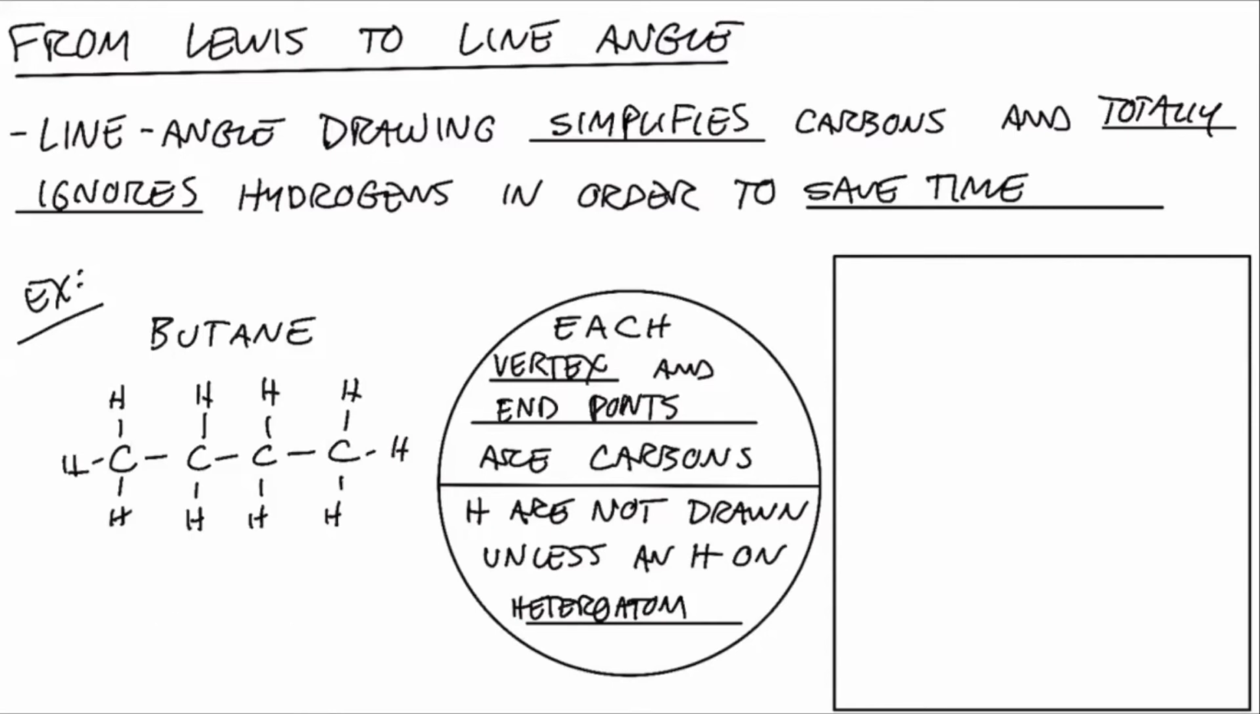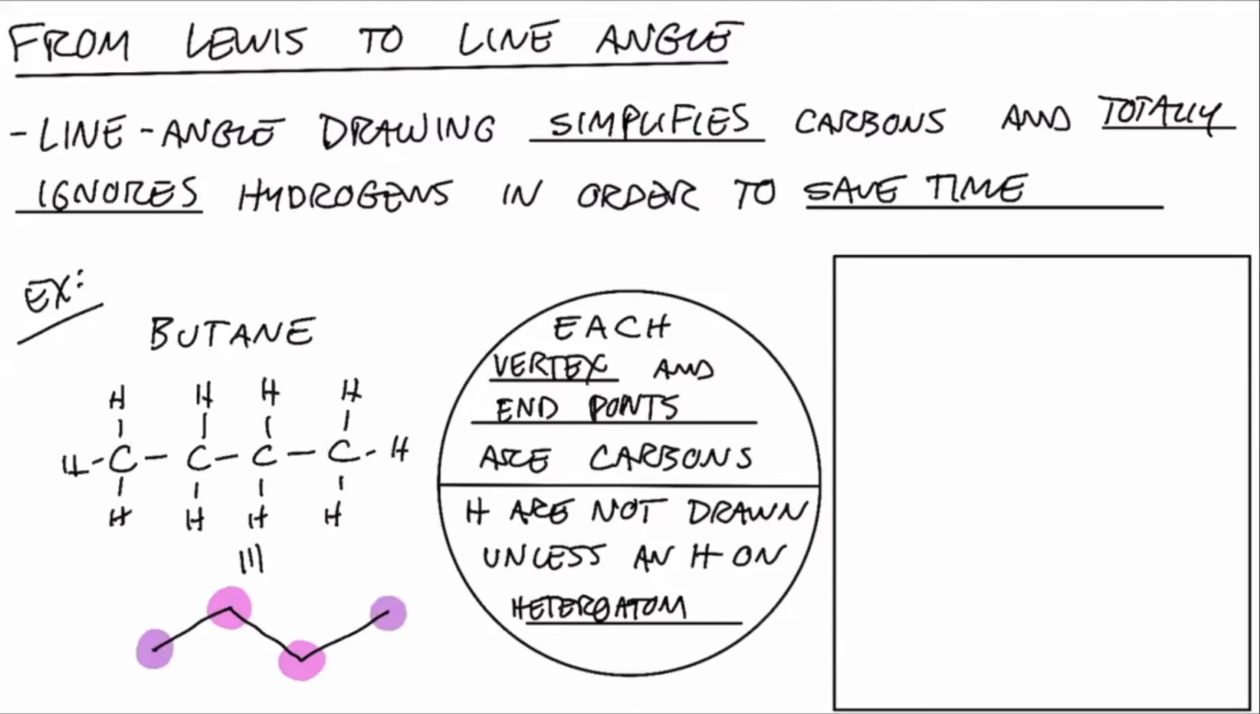That one was a little sloppy, so I am going to redraw it, but that's the idea, that these two are the same thing. So you see how much faster that one was? Try drawing them both out for yourself if you don't believe me. So when I say vertex and endpoints, now we'll be able to see it a little bit more clearly. When I say vertex, I mean these points here, where there's kind of a kink in this line, those represent carbons. And then the endpoints, here and here, also represent carbons.